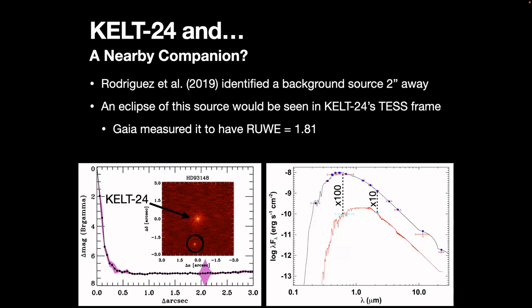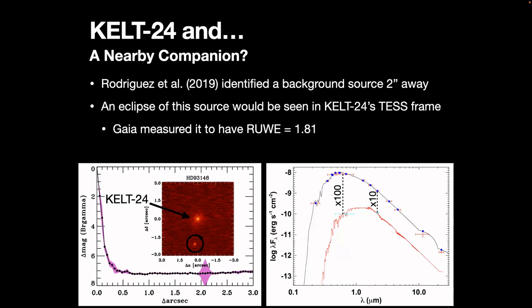And what's noteworthy is that these two sources, being only 2 arcseconds away from each other, are close enough that they're actually in the same pixel. And so theoretically, if a transit were to have happened behind that star, which you can see on the right does contribute 10% to 1% the amount of flux as KELT-24, a transit of that background source could theoretically have been caught by TESS as the single transit.